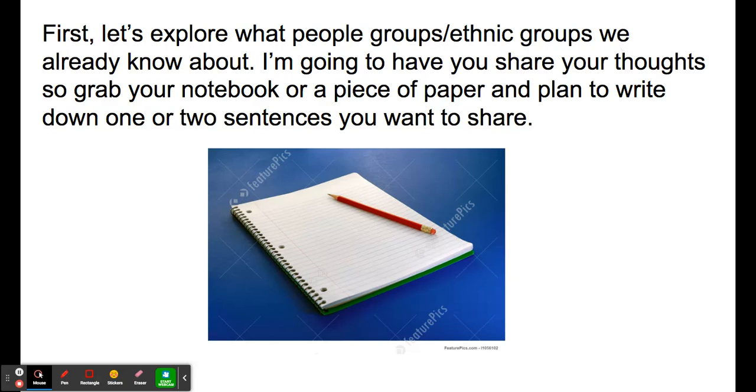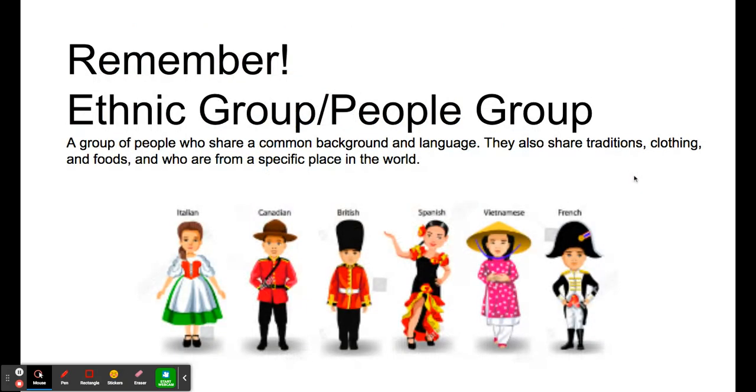Okay, first, let's explore what people groups or ethnic groups we already know about. I'm going to have you share your thoughts, so grab your notebook or a piece of paper and plan to write down one or two sentences you want to share. Remember, an ethnic group or people group is a group of people who share a common background or language and traditions, holidays, clothing, and food, and they're from a specific or certain place in the world.